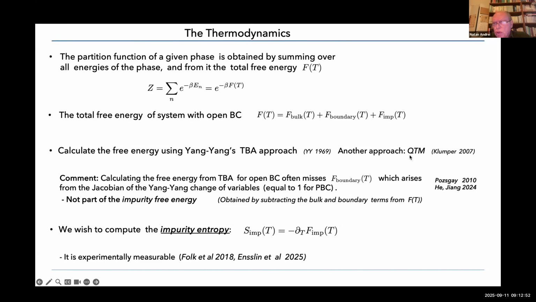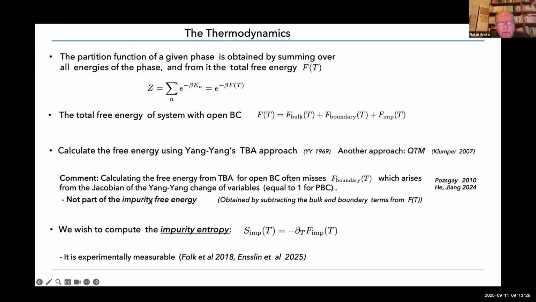There is another approach, a quantum QTM approach, which would be interesting to do to compare results. For the experts, I'll make a comment. It's known that calculating the free energy from TBA with open boundary conditions often misses the boundary free energy, and it needs to be calculated separately and taken care of. But it's not what we are doing here.